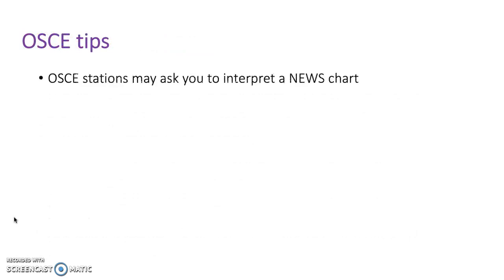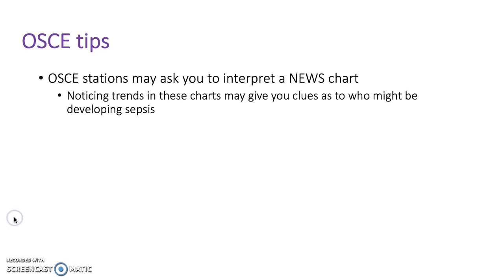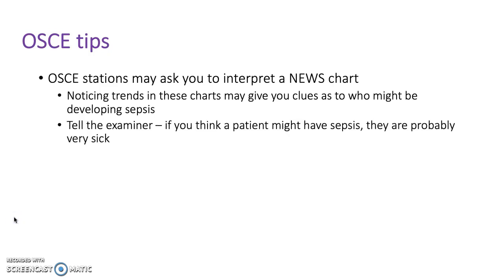So some general and OSCE tips. Some OSCE stations may ask you to interpret a NEWS chart. Noticing trends in these charts may give you clues as to who might be developing sepsis. Tell the examiner, if you think a patient might have sepsis, they are probably very sick. Get familiar with the university NEWS chart, as it is different to the ones used in practice. Hospitals can alter them to make a modified early warning score chart, a MEWS chart.